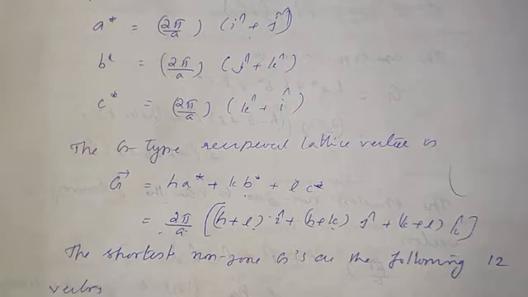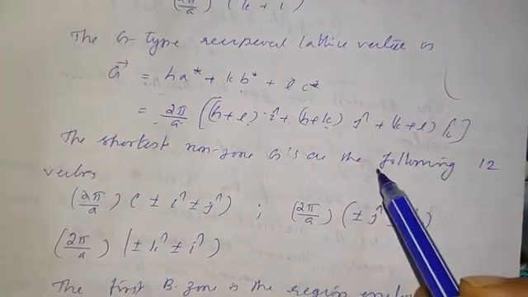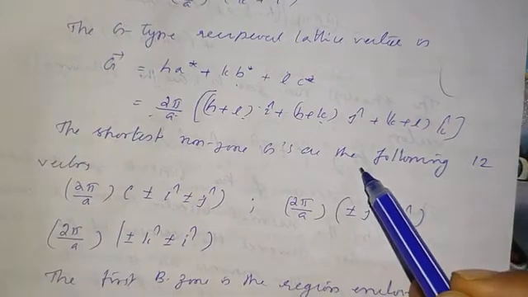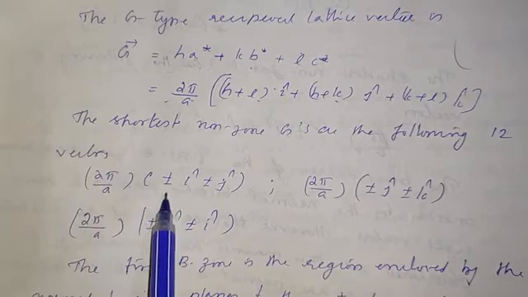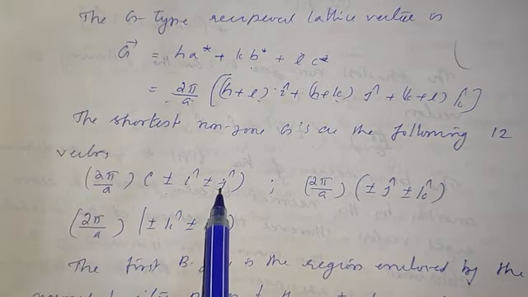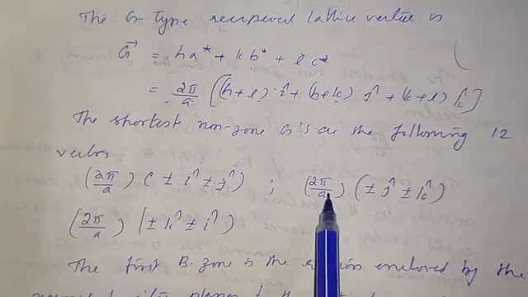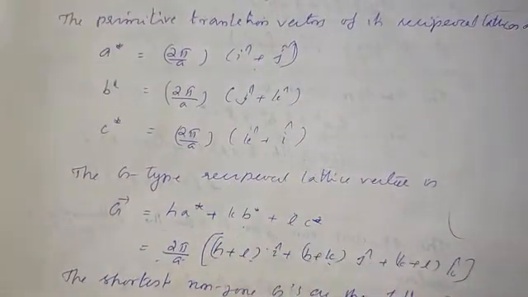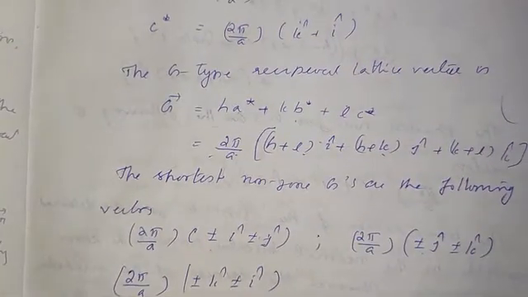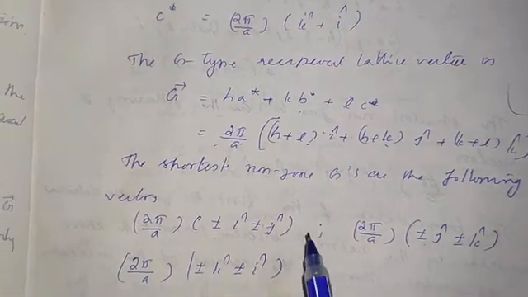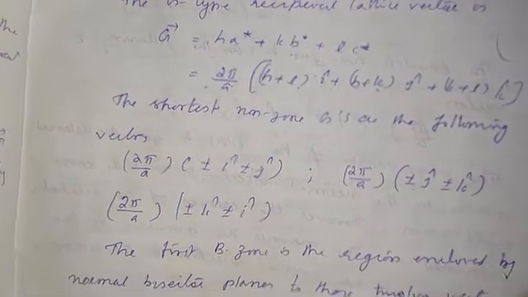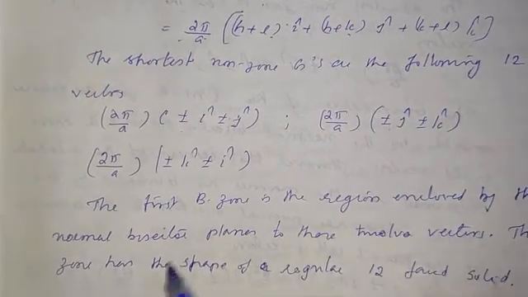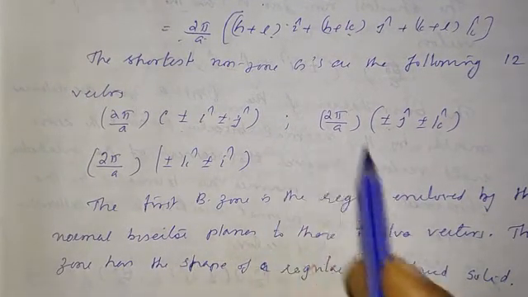And the shortest non-zero G's are the following 12 vectors: 2 pi by A times plus or minus I plus or minus J, and 2 pi by A times plus or minus J plus or minus K. So the shortest non-zero G vectors are given by these expressions. Okay, so the first Brillouin zone is the region enclosed by the normal bisector planes to these 12 vectors.